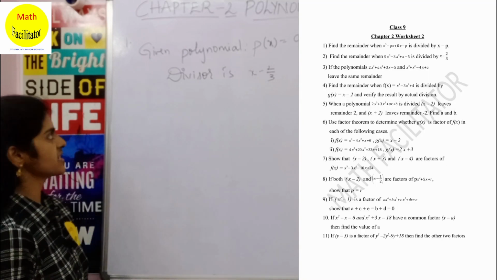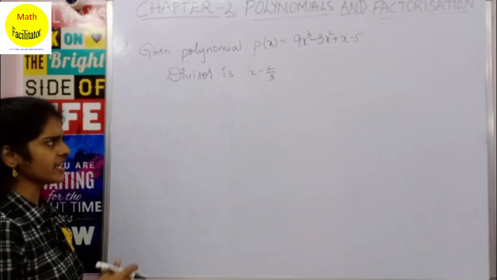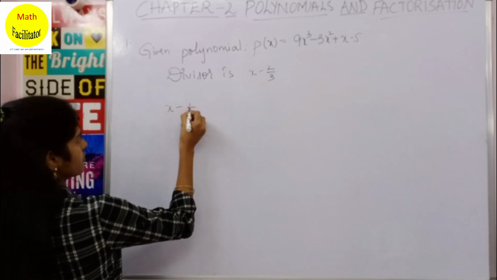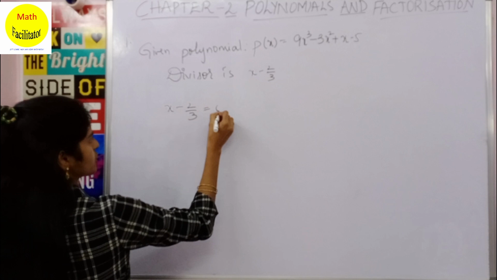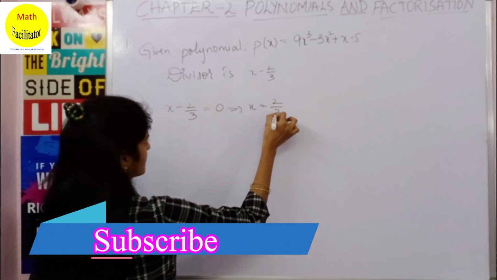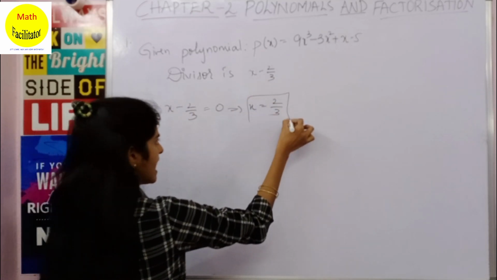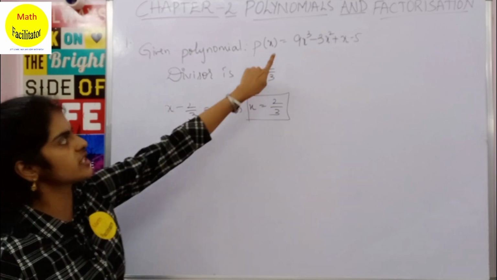Moving on to the next question. Now this is the polynomial and this is the divisor and you have to find the remainder. The same procedure. So firstly you will find the 0 of this divisor, so equate it to 0. So this is x plus 2 by 3 equal to 0, it is minus 2 by 3, sending it to the other side is plus 2 by 3, so x is 2 by 3. Now this 2 by 3 you will substitute in this polynomial.